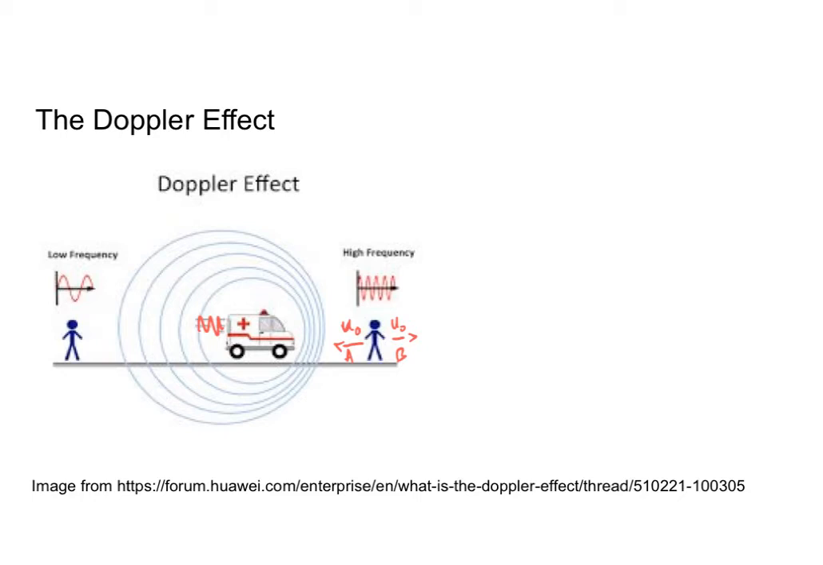So when we are moving towards our source, the observed frequency is going to be equal to the speed of sound, or light, or whatever the wave is, plus the speed of the observer, divided by the speed of my emitted wave. If I'm moving away from my source, I'm going to subtract my speed. So again, this time, positive is if I am going towards my source, and negative is if I am moving away from my source.